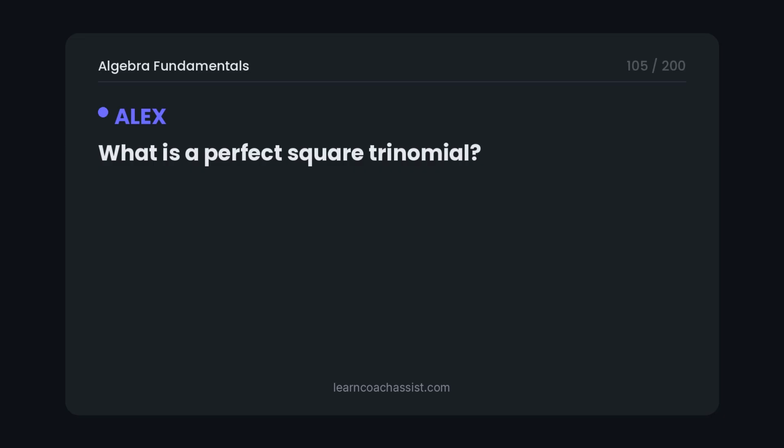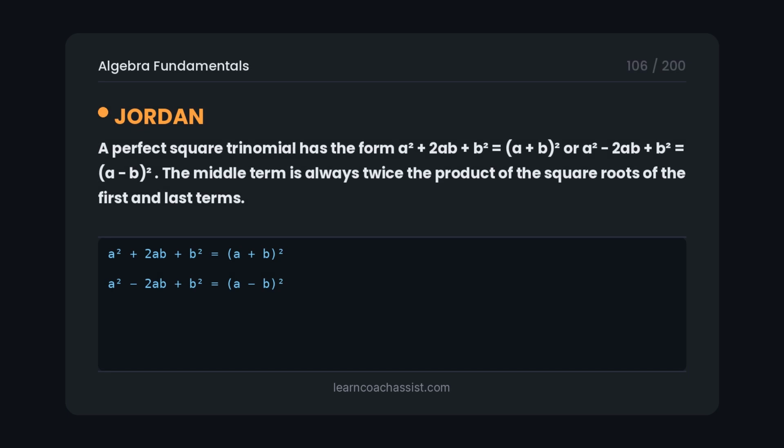What is a perfect square trinomial? A perfect square trinomial has the form a^2 + 2ab + b^2 equals (a + b)^2, or a^2 − 2ab + b^2 equals (a − b)^2. The middle term is always twice the product of the square roots of the first and last terms.